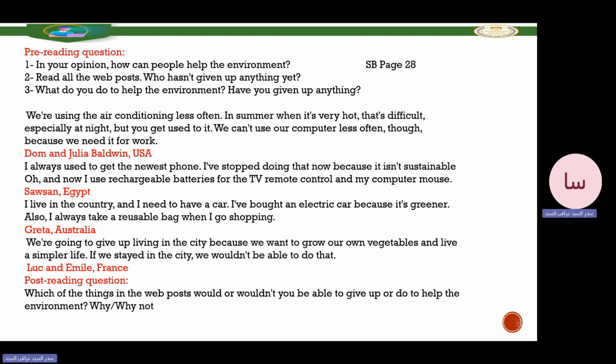These are from Australia. We are going to give up living in the city. They are going to leave the city because we want to grow our own vegetables. They want to grow their own vegetables and live a simpler life. Of course, living in the countryside is simpler than living in a city. If we stayed in the city, we wouldn't be able to do that. Luke and Emily from France.